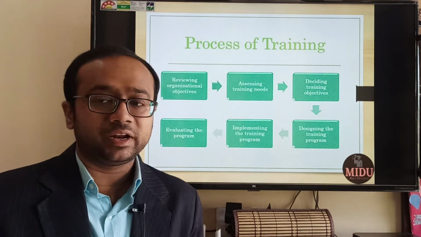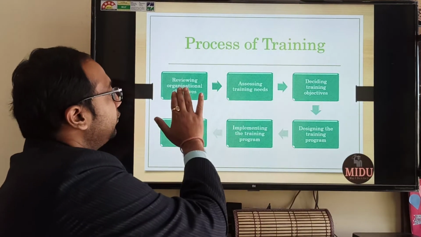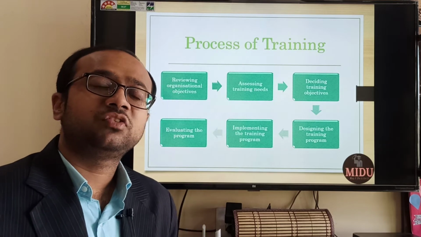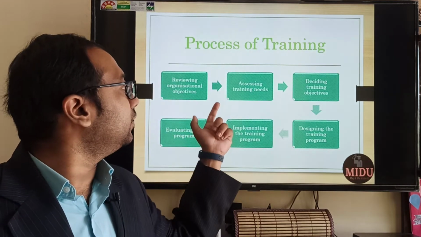Now the process of training. We can divide training into a 6-step process. First is reviewing the organizational objectives. We need to review what the organization's objectives are, why we are conducting this training basically. That question needs to be answered.